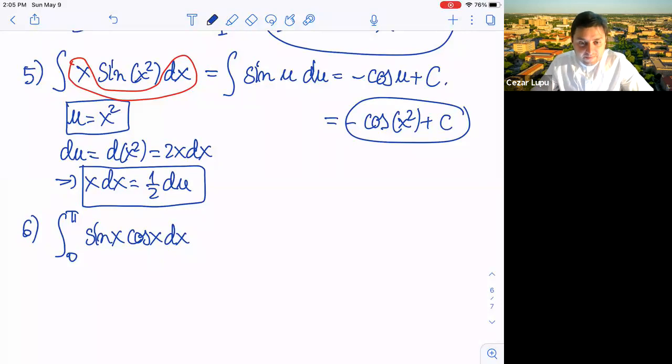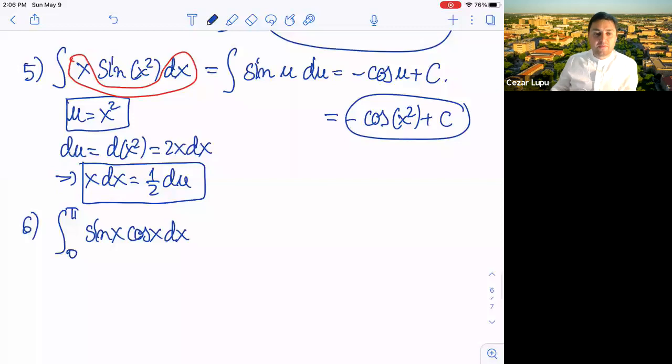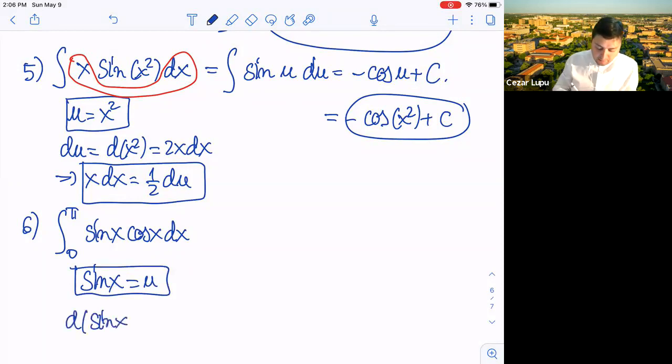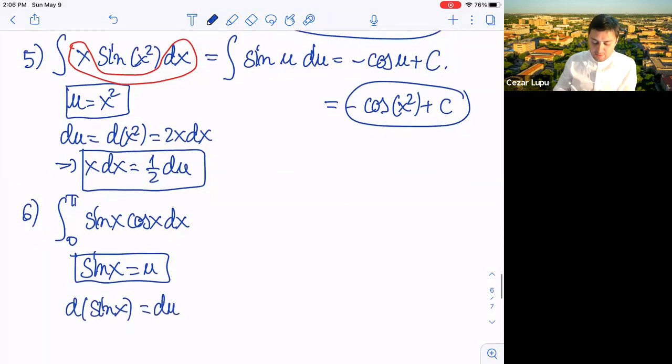U sub, huh? What kind of substitution would you use here? In fact, it doesn't really matter which one. Let's try. What if you use something like sine of x equals u? In fact, it's not as tricky as that. Yeah, exactly, sine of x equals u. So d sine of x equals du, but the derivative of sine of x will be cosine of x dx, which is du.